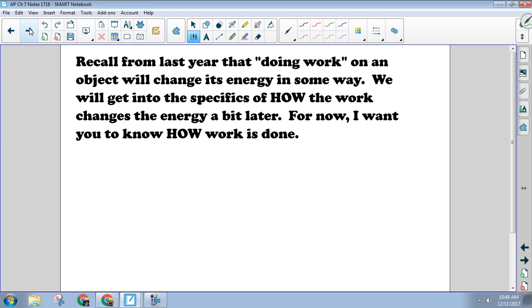Just as a quick reminder, when you do work on an object, you're changing the energy in some way. Anytime a force does work on an object, you're changing the energy in some way. Sometimes you're changing the total energy. Sometimes you might be converting GPE to KE or GPE to EPE or whatever. But in some fashion, work changes energy, okay? We'll get into the specifics of exactly how that works later. For now, I want you to know how work is done.